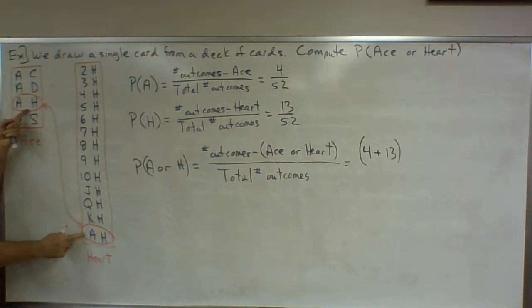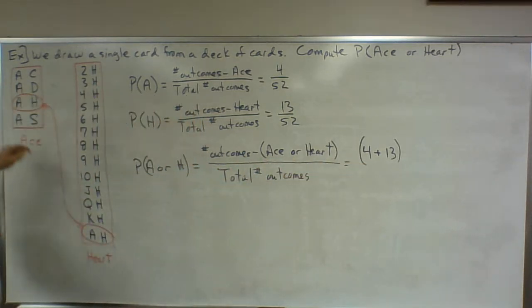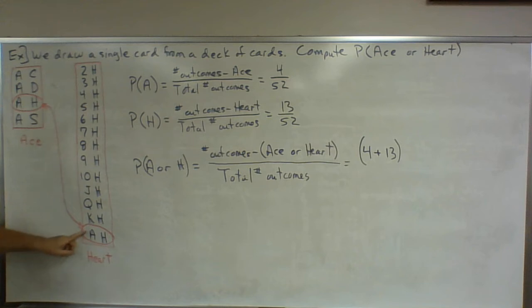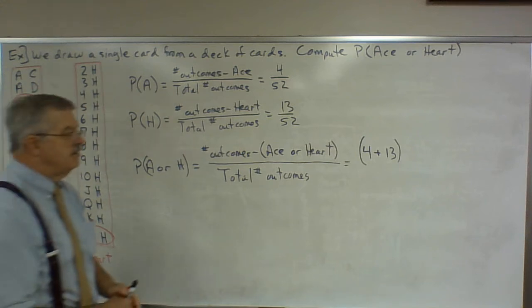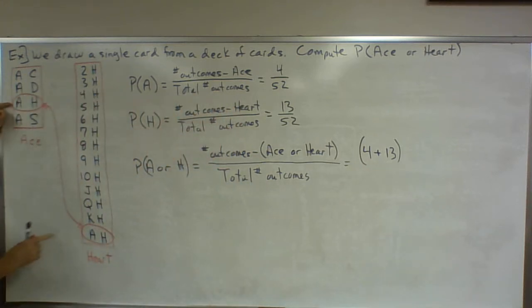These are one and the same outcome, but we're counting this as an outcome to get an ace. This is one of the four outcomes that give us an ace, which is where we get this 4 from. This is also one of the 13 outcomes that give us a heart. But we've counted this outcome twice. We've counted this outcome as an outcome here and an outcome there.